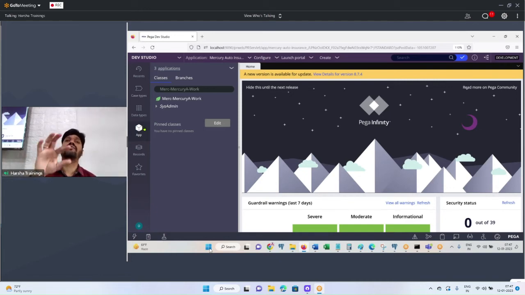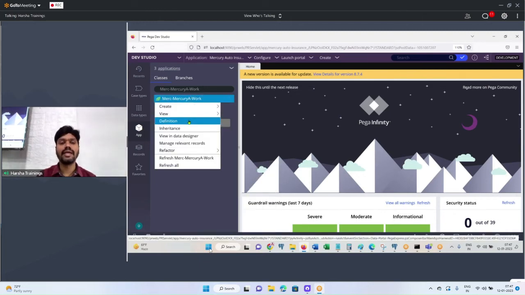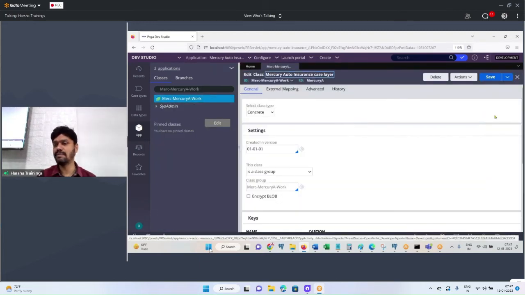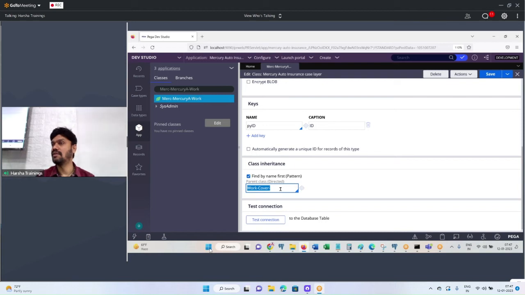Where are the out of the box classes? They are there in the Pega platform. Base class, work dash, data dash, work dash cover dash, code dash, rule dash. These are all in the Pega platform. Now you see the implementation class. I am going to the implementation application work class. What is the parent class? You can see here, direct parent: work dash cover dash only. That is what Pega has chosen by default.